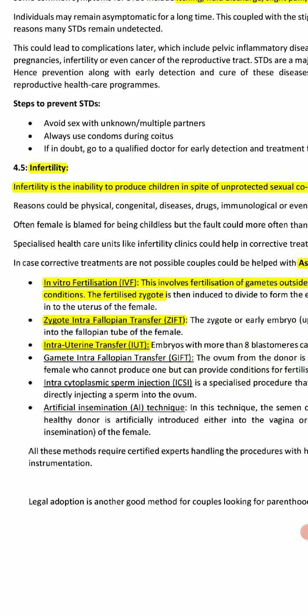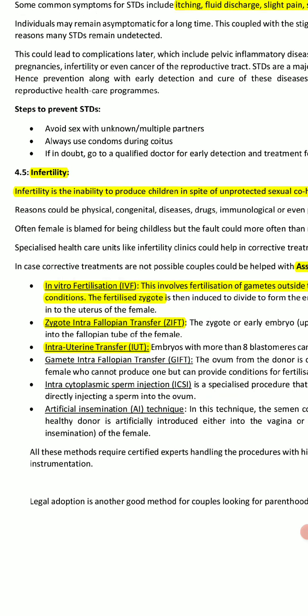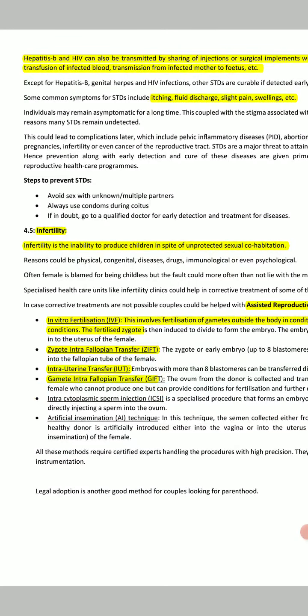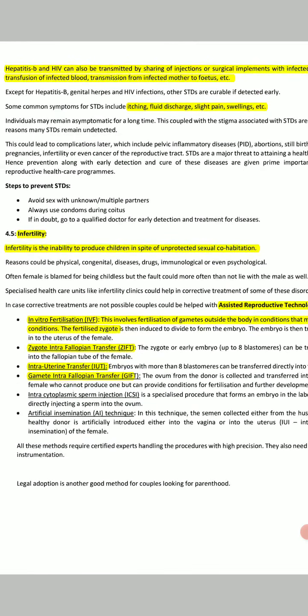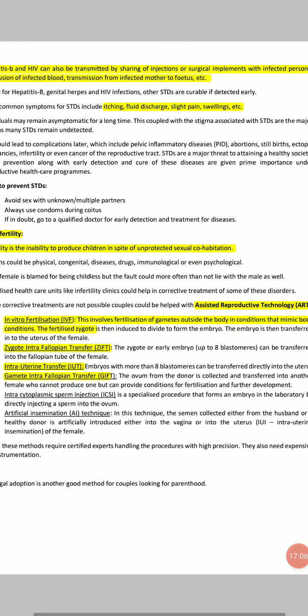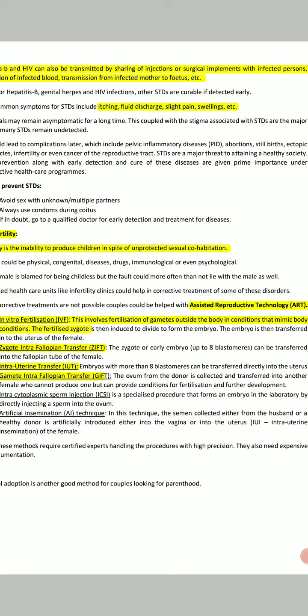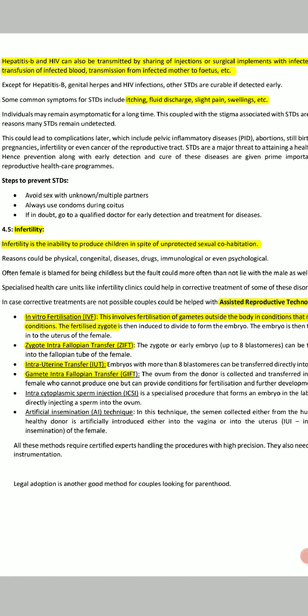Next is the gamete intrafallopian transfer, that's called GIFT. What is the meaning of GIFT? The ovum from the donor is collected and transferred into another female who cannot produce one but can provide conditions for fertilization and further development. What is the meaning of that? The couple cannot produce the gamete, but can provide conditions for fertilization and further development. That's called the gamete intrafallopian transfer.